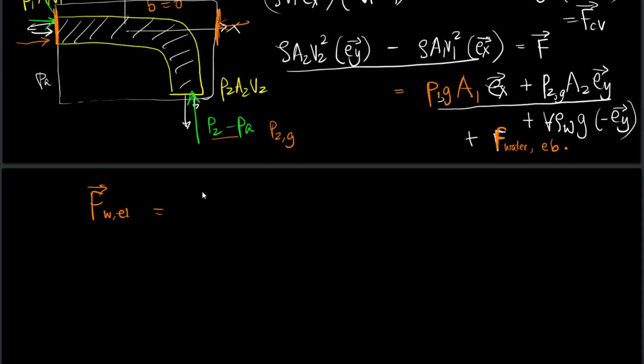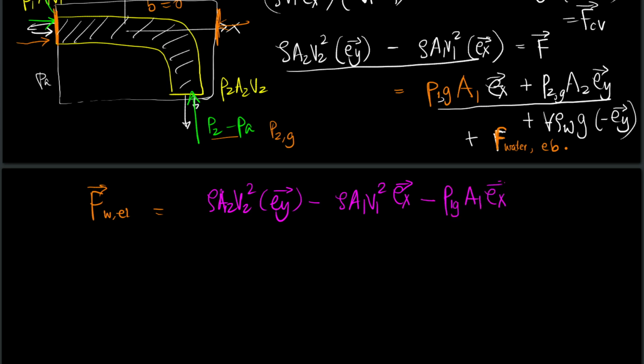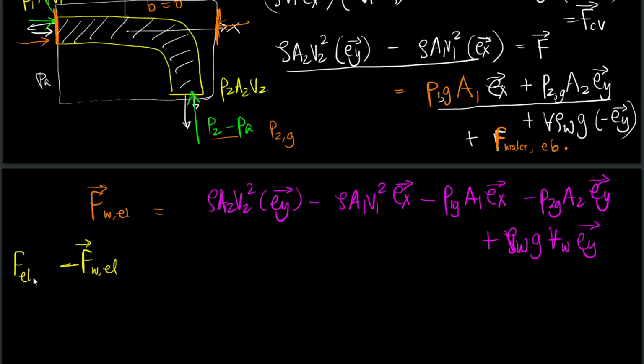So the force on the water because of the elbow will be equal to rho A2 V2 square EY minus rho A1 V1 square EX minus P1 gauge A1 EX minus P2 gauge A2 EY plus rho water G volume of water EY. So this will be the force acting on the water because of the elbow. Then minus of this force will be the force on the elbow because of the water.